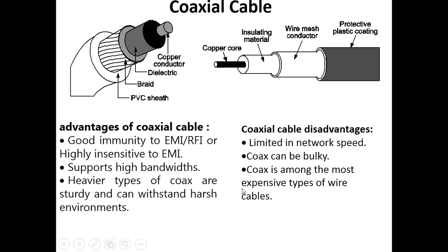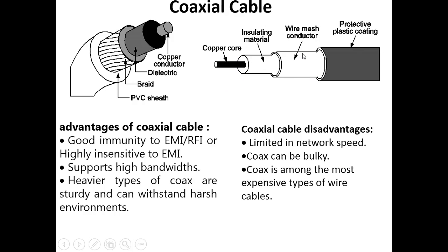Next. Now, as far as wired networking is concerned, we will start with the coaxial cable. If you see the construction of this coaxial cable, the innermost part is a copper core. Thereafter, you have an insulating material, then a wire mesh conductor, and finally you will find a protective plastic coating. So this is the construction of the coaxial cable. With the help of this copper core and the wire mesh conductor, you are going to transmit data or information.